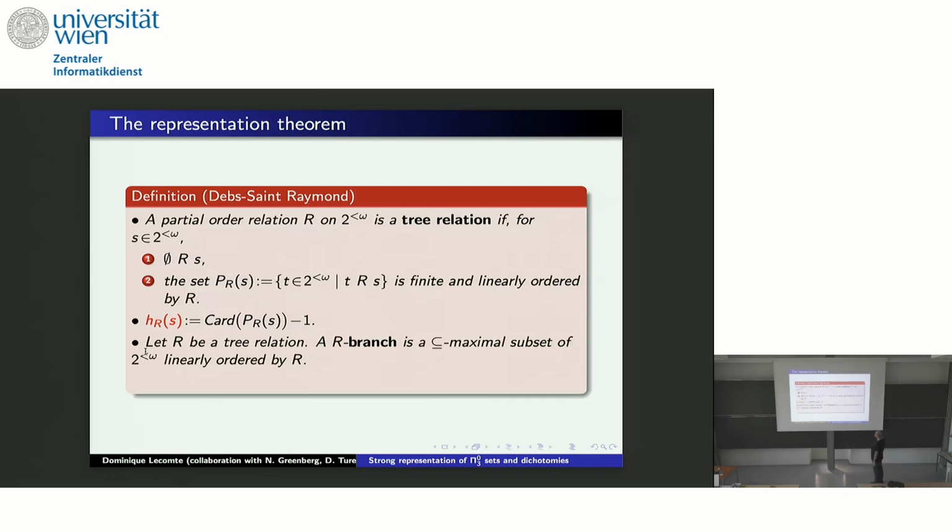The notion of R-branch is very important. What is an R-branch? It's a maximal subset, for inclusion, linearly ordered by R. And those that will be very important for us are the infinite ones. So we take a notation for this. The set of infinite R-branches is denoted by [R].